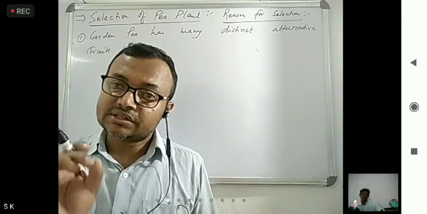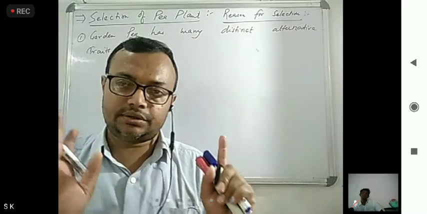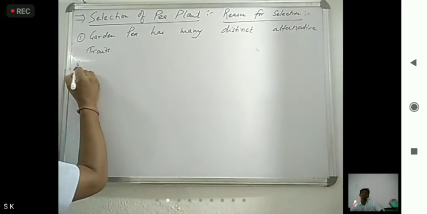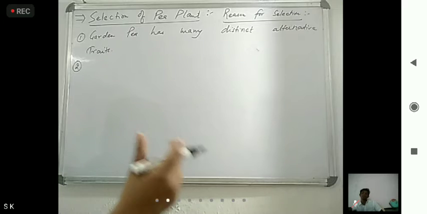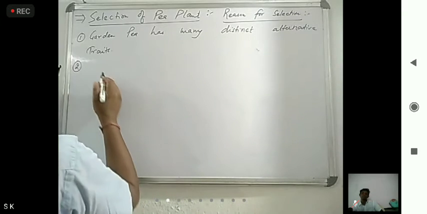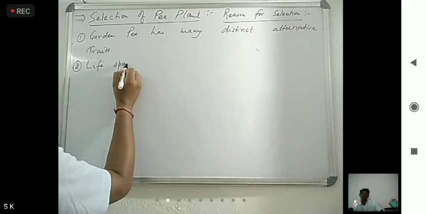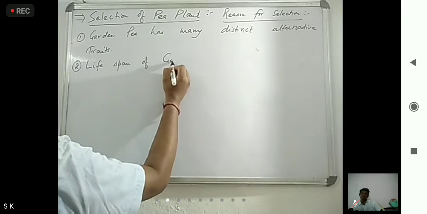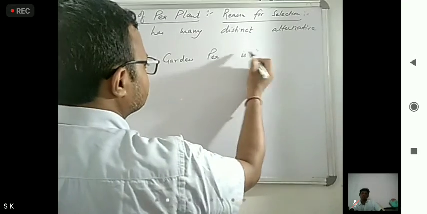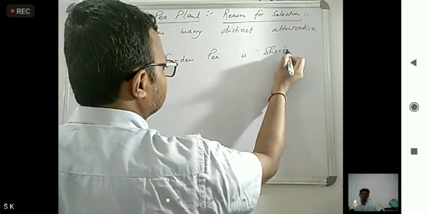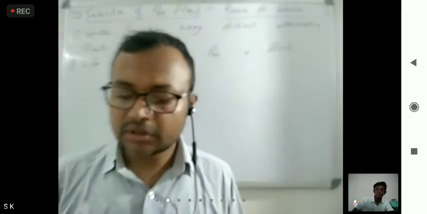Second important reason is that the lifespan of the pea is short, so the result can be seen easily within a shorter period of time. The lifespan of garden pea is short.